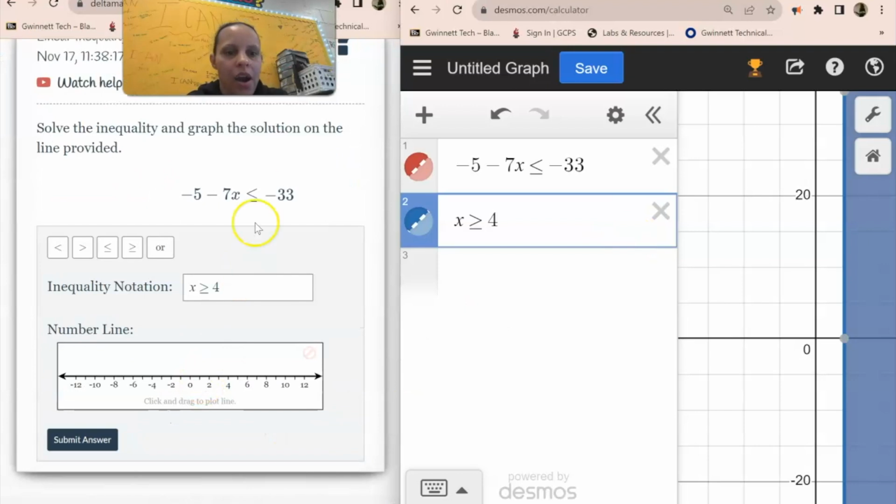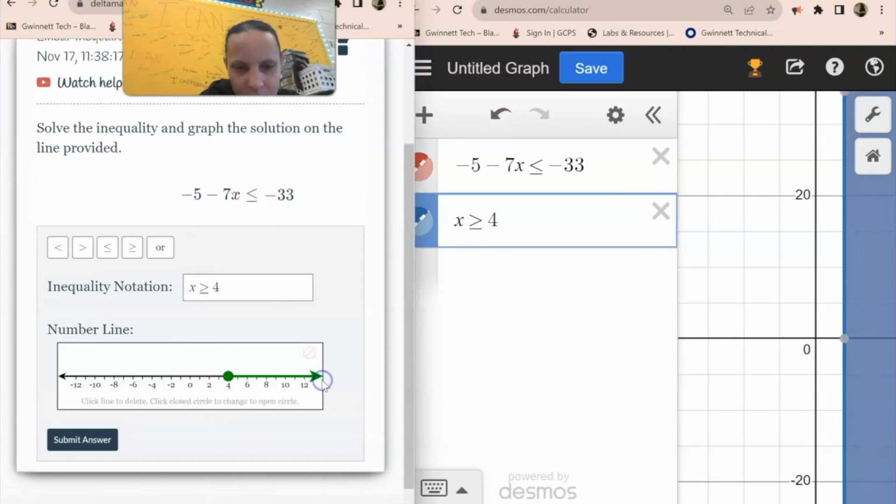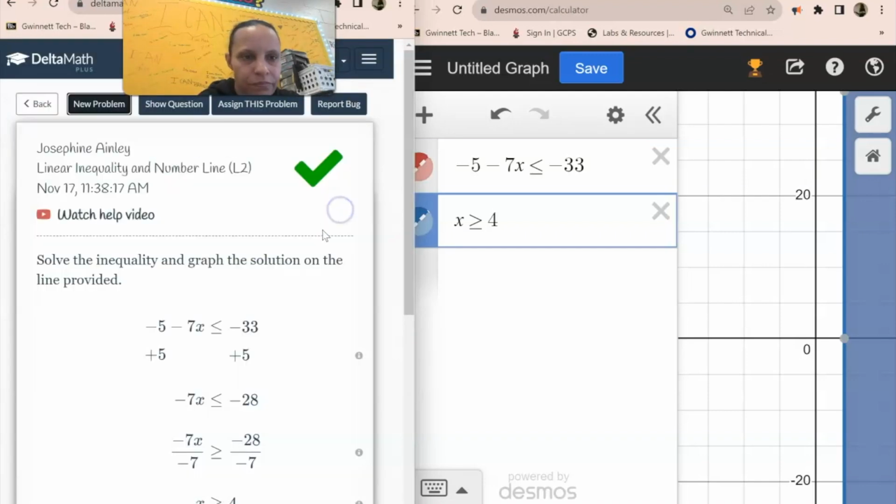I love that. All right, now let's go ahead and graph it. So you start at 4 and you're going to the right, all the way to the right. And then is it open or closed? It is closed. And so you are done.